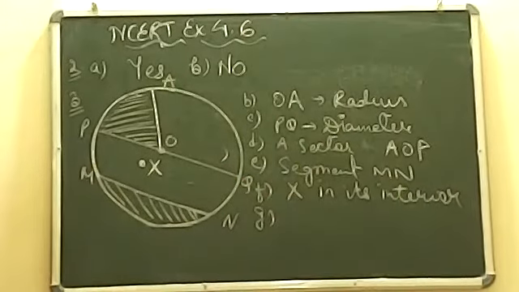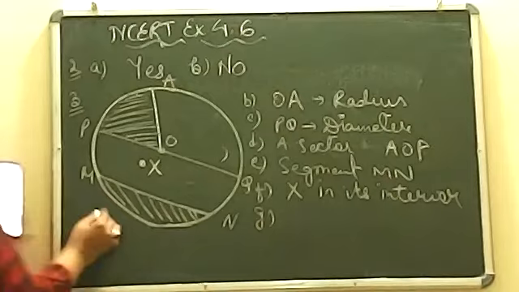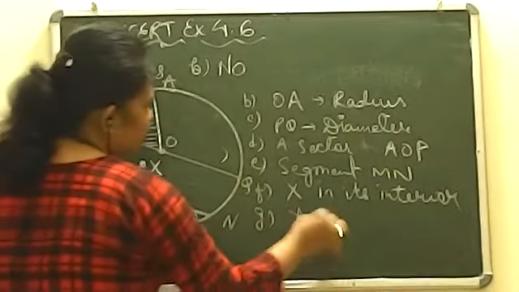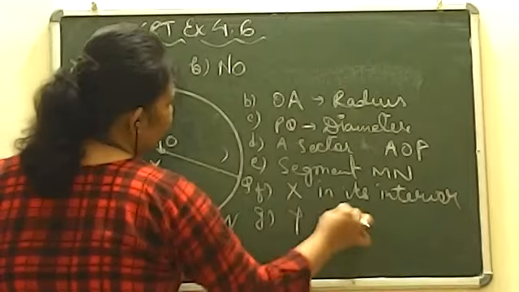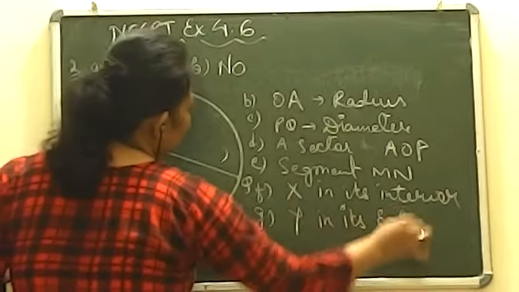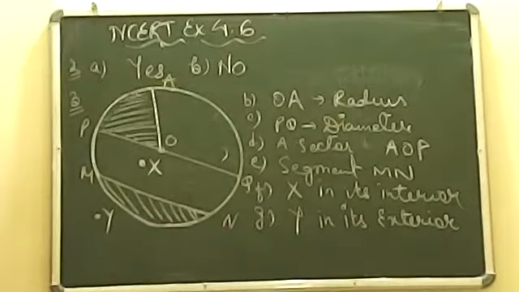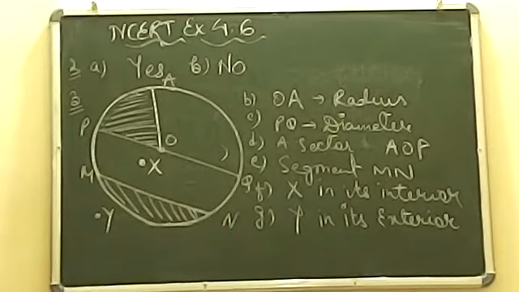Now move on to G. G is telling you have to take a point in its exterior. So I am taking point Y in its exterior. You can also draw anywhere else if you want. I have drawn it in this place, but if you want to change the place on the exterior part, you can take this point anywhere.